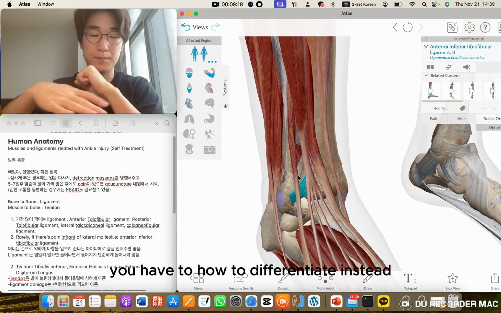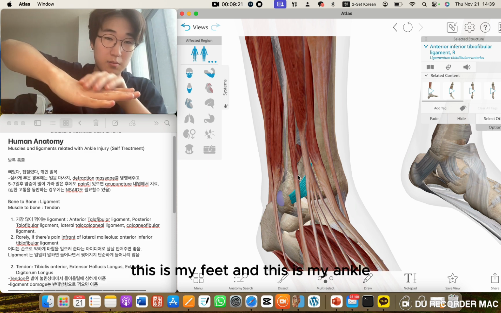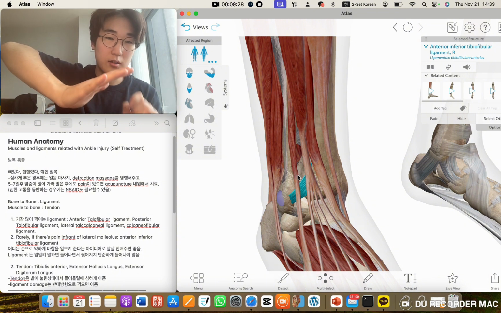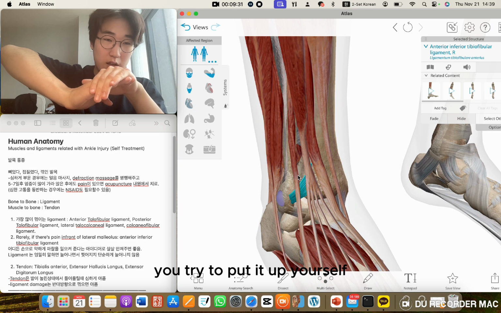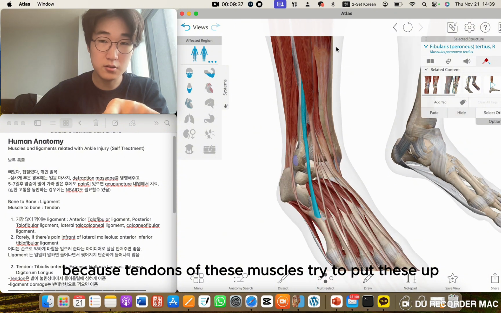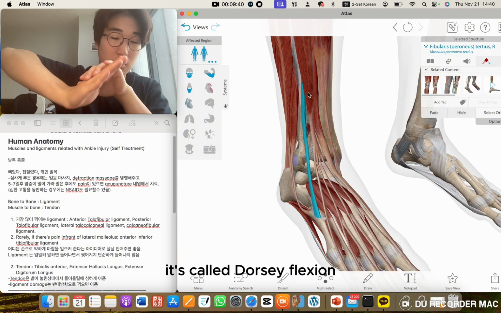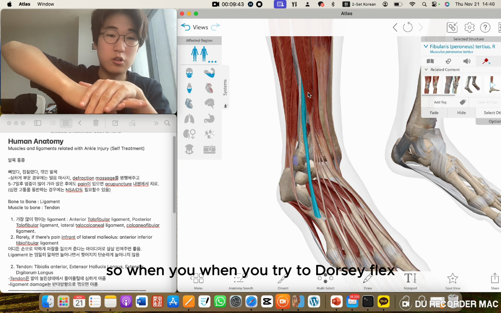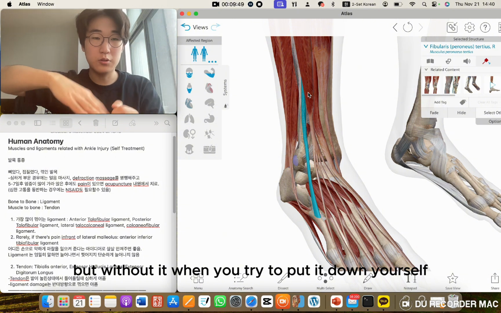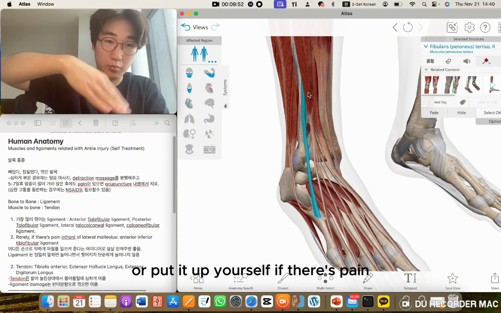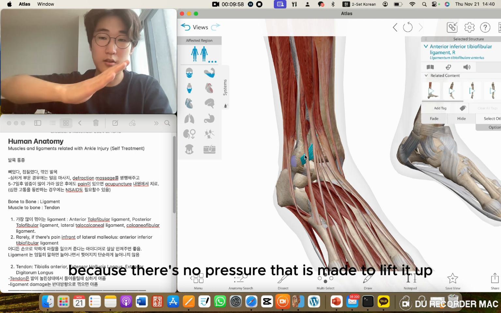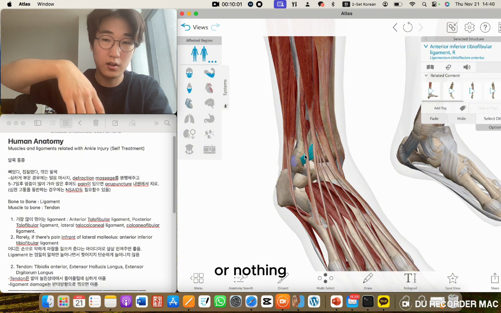to differentiate it. Let's say this is my foot and this is my ankle. You try to put it up, and I'm going to put my hand here. You try to put it up yourself, and if there's pain that way, the tendons are the problem, because the tendons of these muscles lift the foot up. It's called dorsiflexion. So when you try to dorsiflex, it'll cause pain with the tendons. But without resistance, when you try to put it down yourself or put it up yourself, if there's pain, it's a high percentage of a ligament problem because there's no pressure made to lift it up or anything.